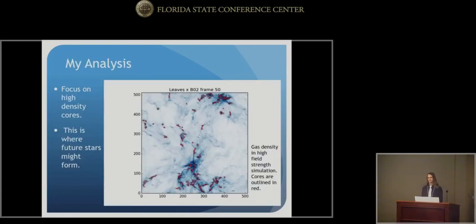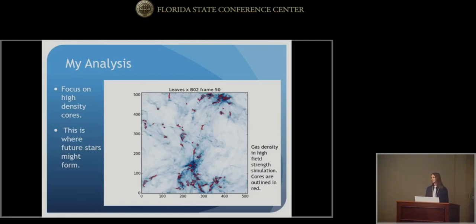So now let me talk about my analysis. First off, I only want to focus on the regions of really high density in the simulation, because that's where future stars would be likely to form. So this here is an image of the gas density in the cloud looking through this three-dimensional box. I've flattened this box into a two-dimensional image, and I've outlined in red all of the high-density cores that I'm interested in looking at. These are the regions where I've analyzed the magnetic fields.